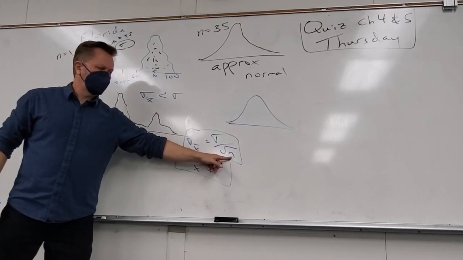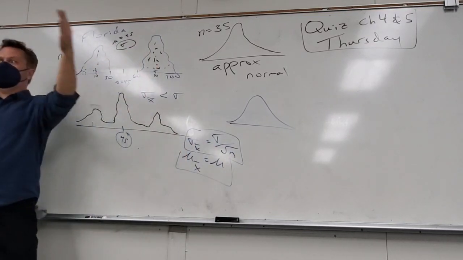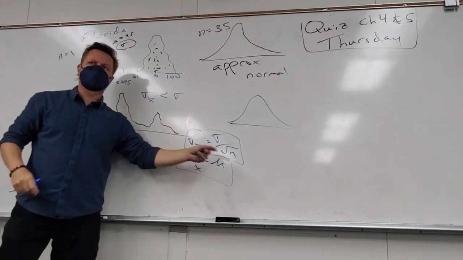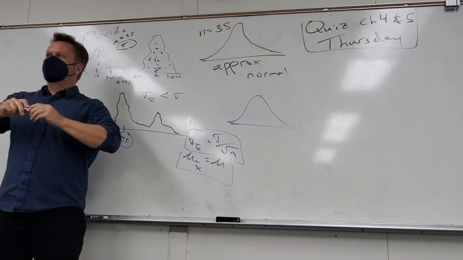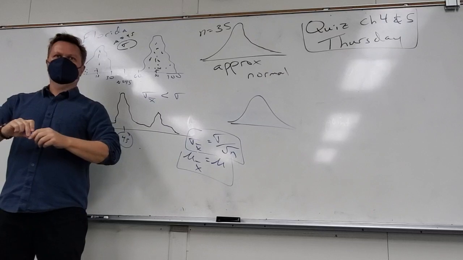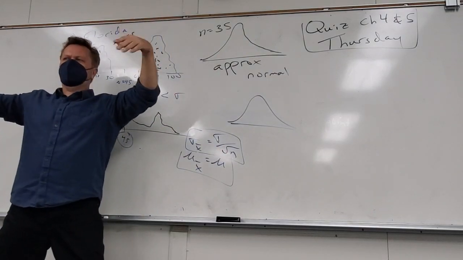As n gets bigger, I'm dividing by more, so I'm getting smaller, and that exactly matches what we predicted. Why is it exactly the square root of n? Take some higher math and then come back to me. But at least it makes sense. It is supposed to get smaller as our sample gets bigger.